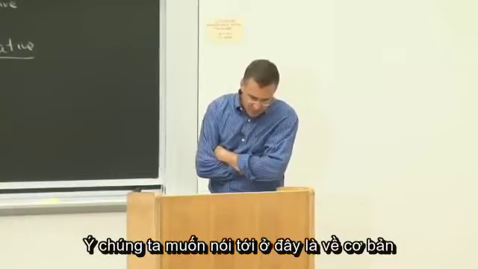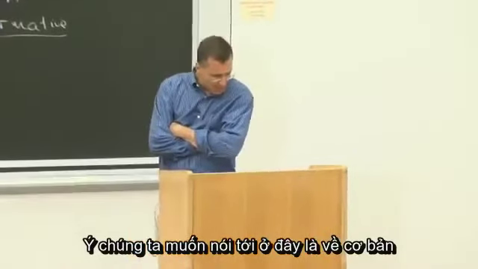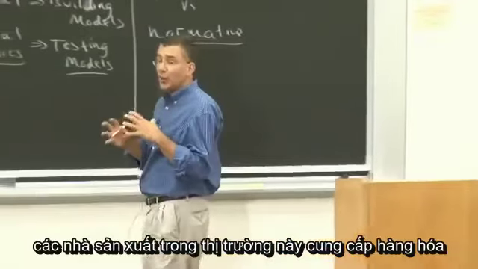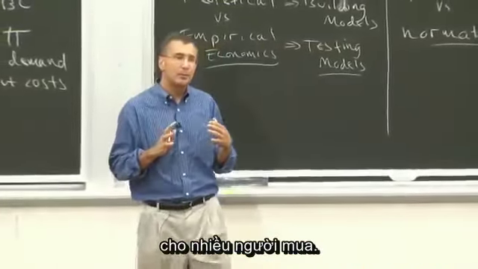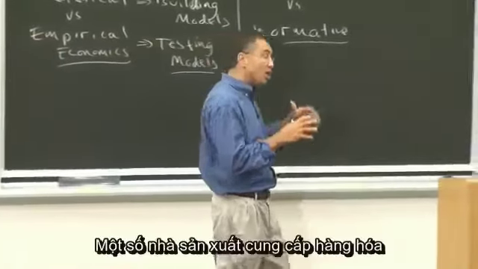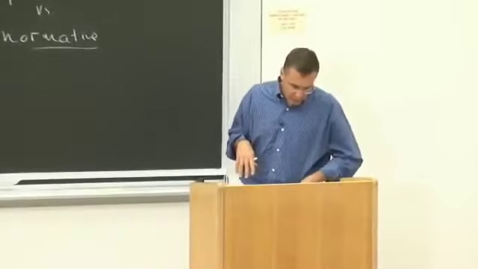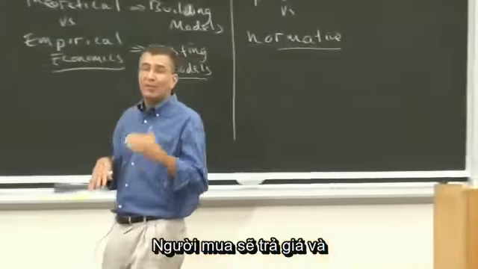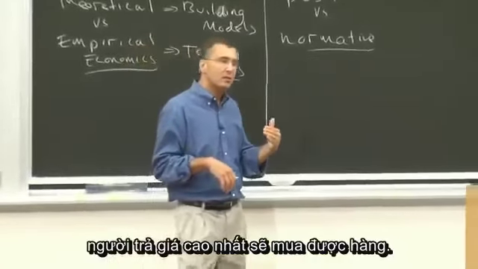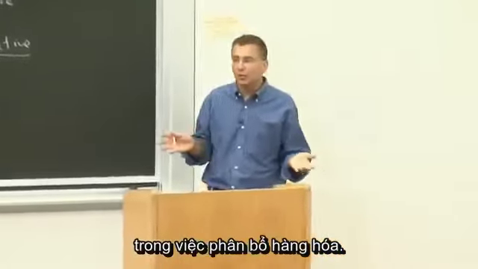And by that we mean that basically, producers in this market offer up their good to a wide range of consumers. A number of producers offer up their goods to a wide range of consumers. And the consumers bid up the price until the person with the highest value for the good gets it. So price serves exactly the signal it should in allocating goods.